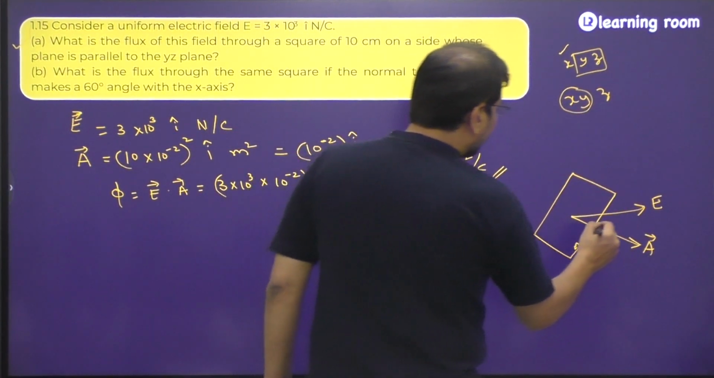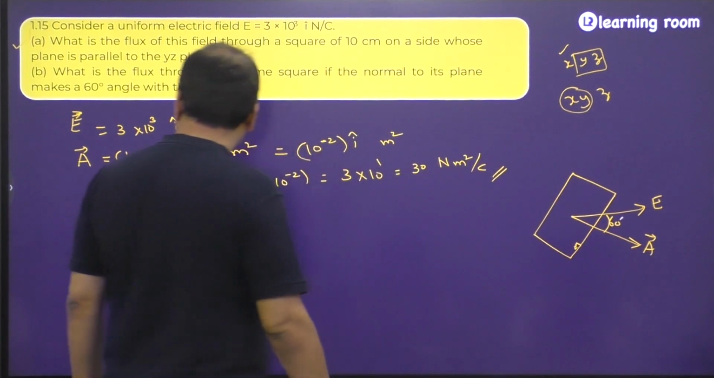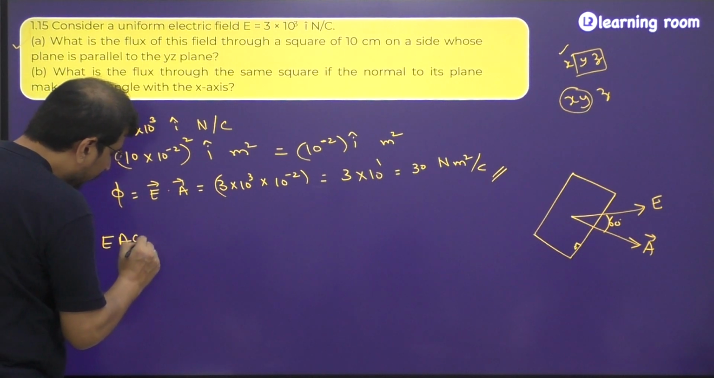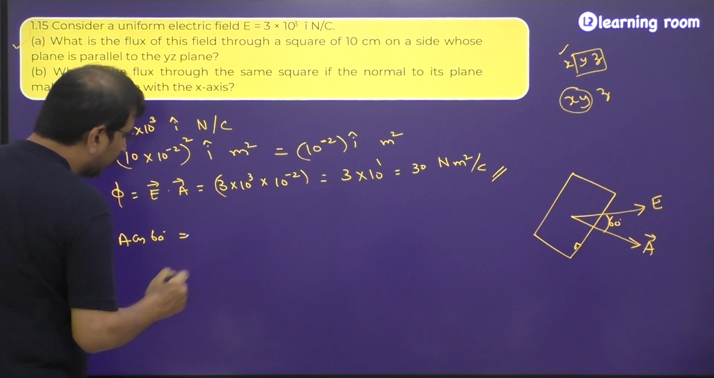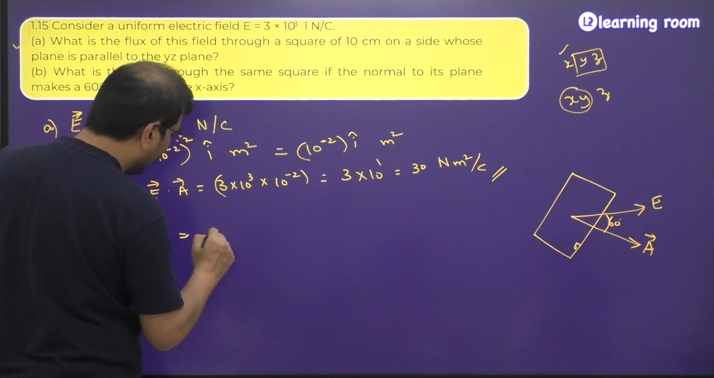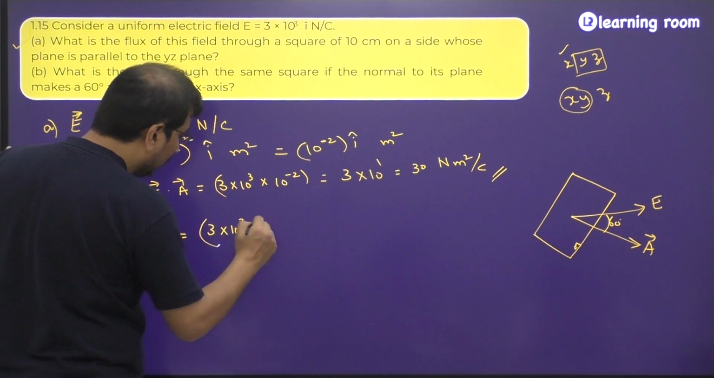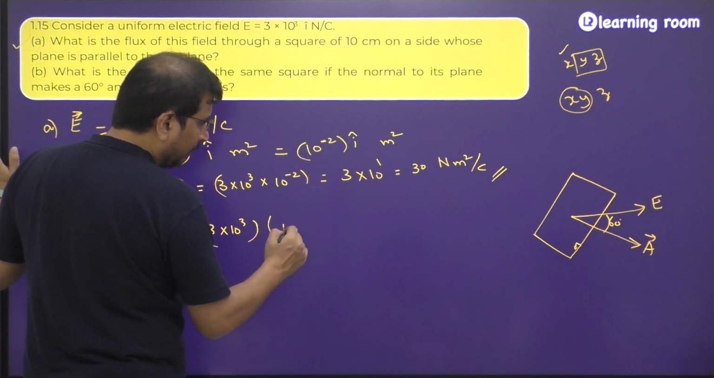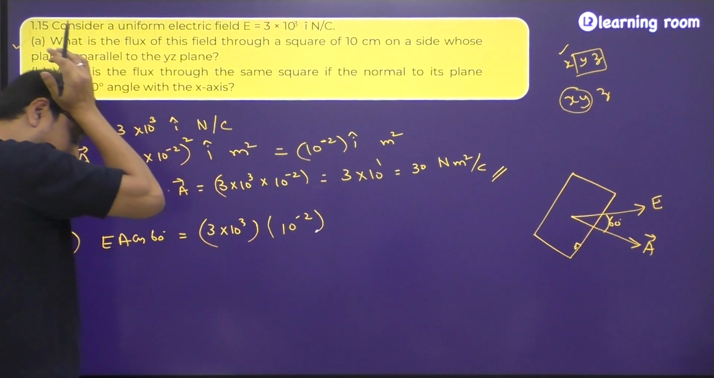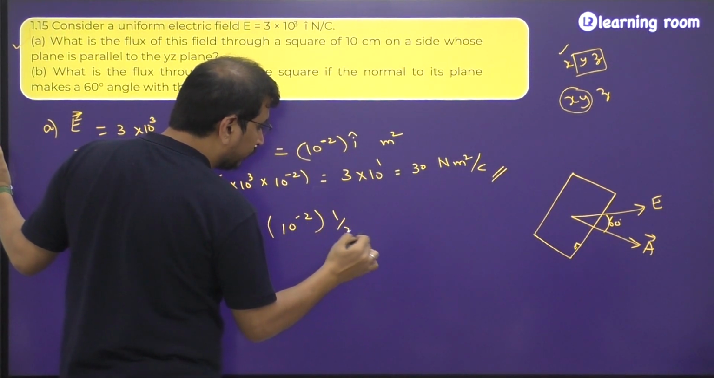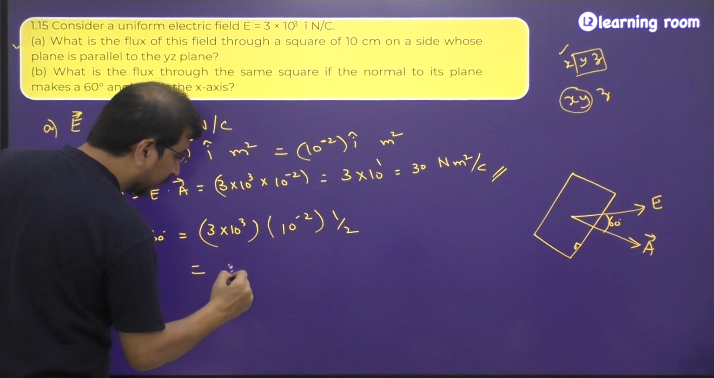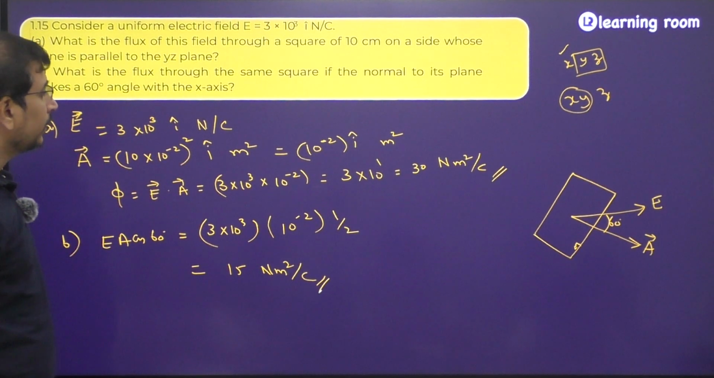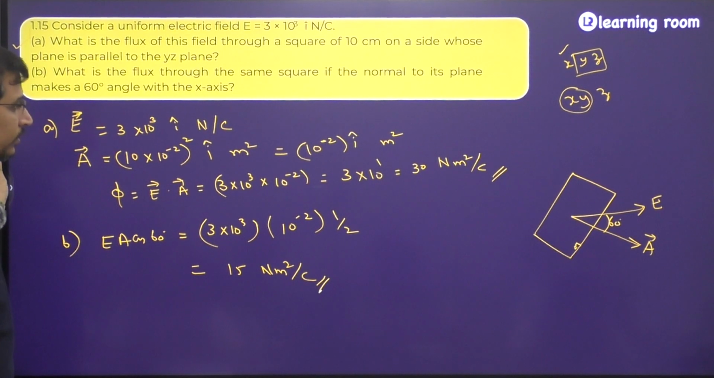So how much is this going to be? 60. So EA cos 60. E is how much? 3 into 10 power 3, into A which is 10 power minus 2, into cos 60 is half. So basically it should be half of this value. Actually, it's a simple problem only.